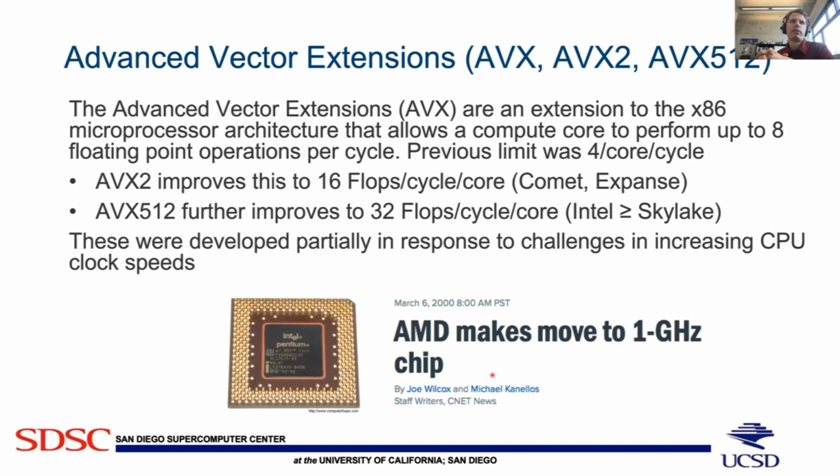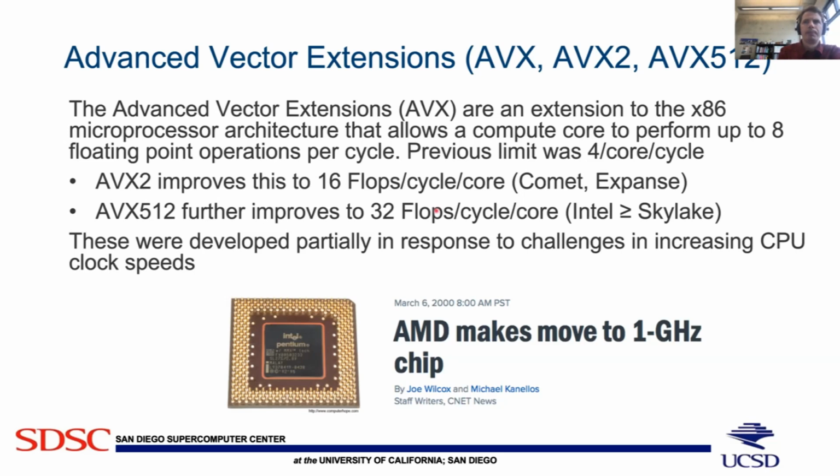Now, AVX512 really means the 512 stands for 512 bits. So if you have 64-bit variables, 64-bit floating points, double precision, that's only 8 of them, or it would be 16 32-bit floating point numbers, right? And then you get to those 32 flops by doing something like a fused multiply add operation. So not all operations would be able to do 32 flops, but an FMA operation would be able to do that.